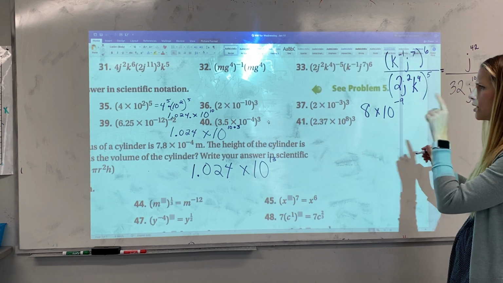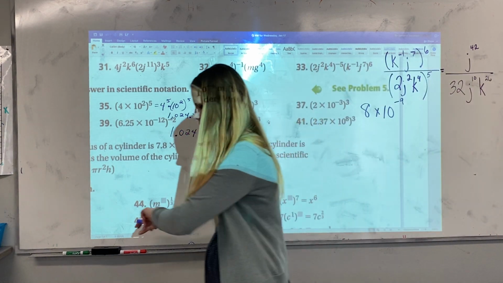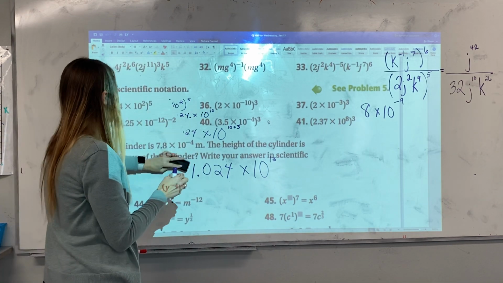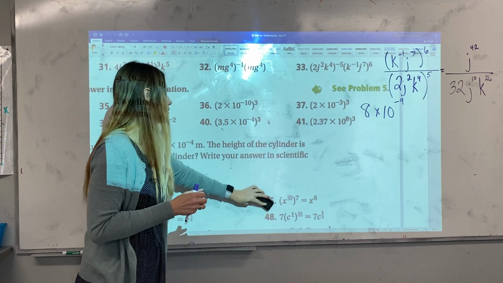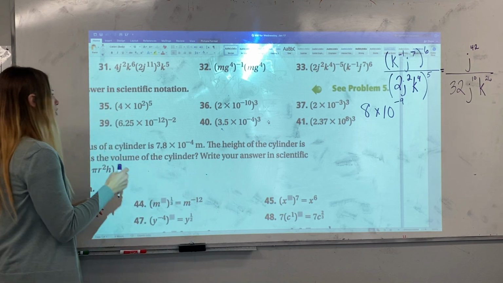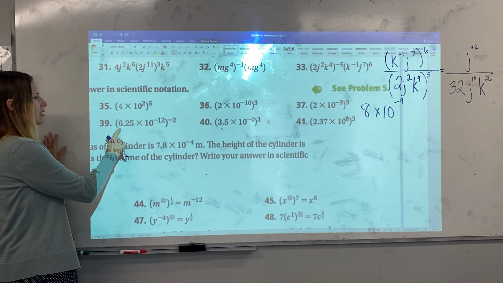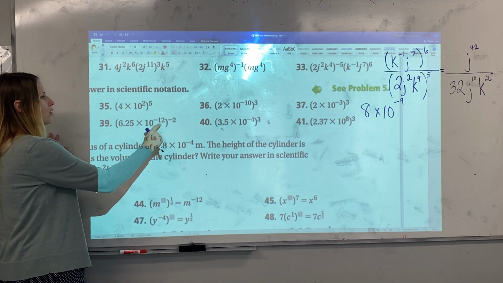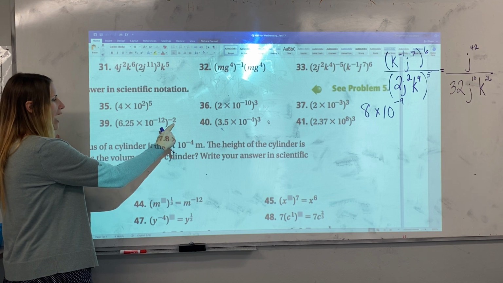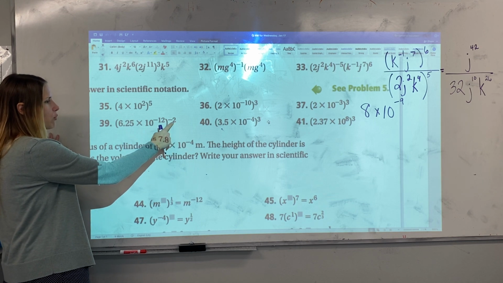Let's do number 39 real quick, okay? Just because I can, and we have a minute left and you have lunch next. Number 39, we have 6.25 to the negative 2nd power. Okay, so this is to the negative 2nd power, so what are we going to have to do here?